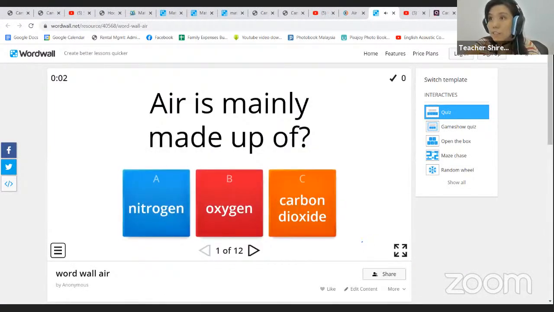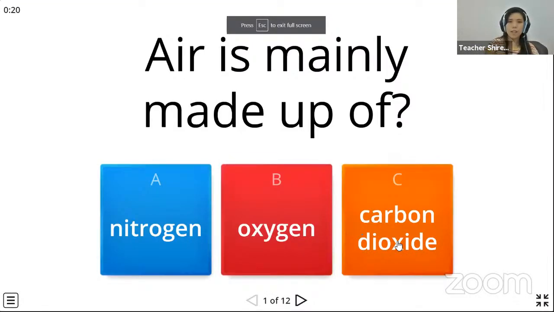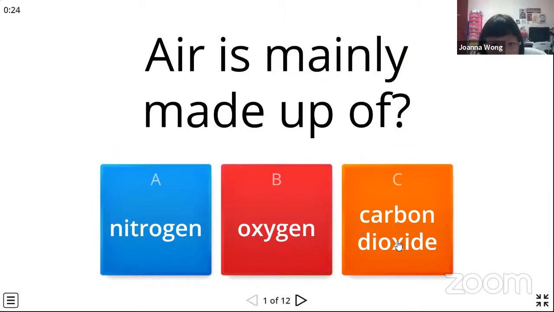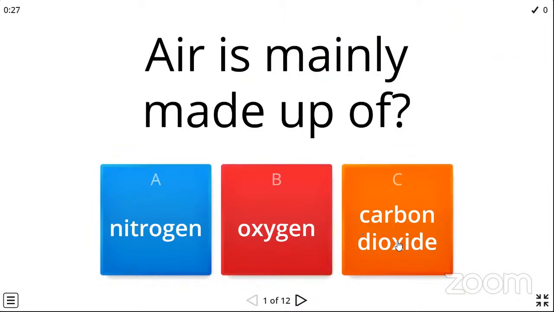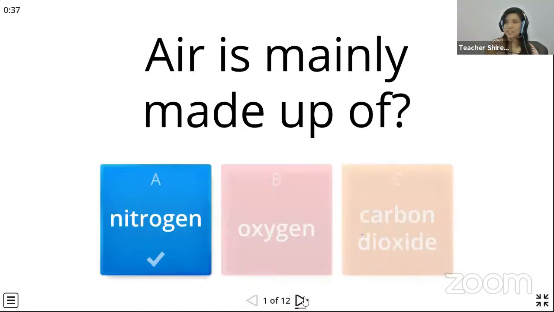Okay, let's have Jensen and Joanna, okay? Because Charlize, you can tell them because Charlize can't control it. Okay, go ahead. Air is made out of? Nitrogen. Oh, sorry, Jensen, you're controlling. What Charlize says is correct. Six for Jensen first, okay?